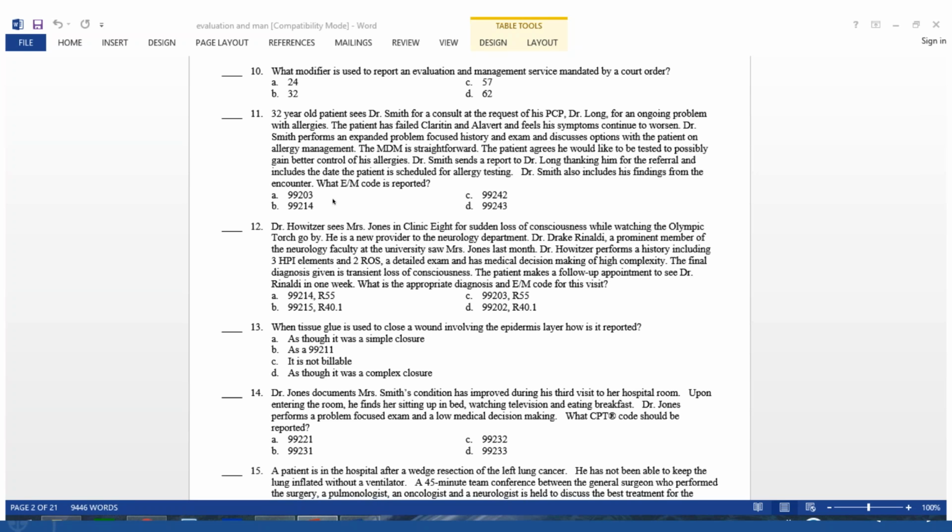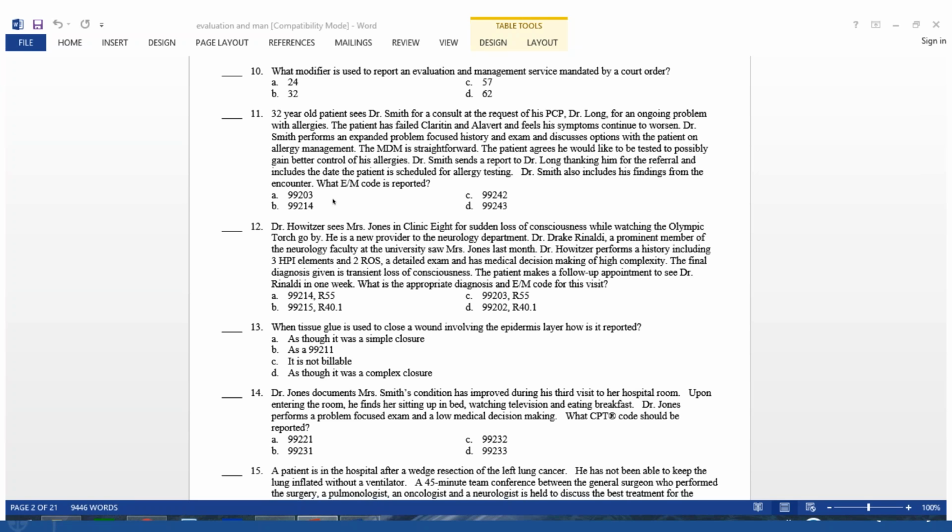Right here it says Dr. Smith performed what type of history? An expanded problem focused history. That's what it says, expanded problem focus. So guess what? I'm looking at 99243 and I'm looking at 99242. And I'm like, okay, which one has an expanded problem focus? 99242, right? So you put a little check mark. So you're like, okay, I'm looking at 99242. It's looking like a contender, right?